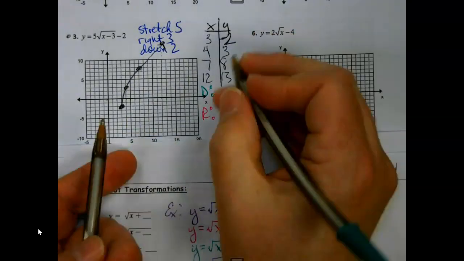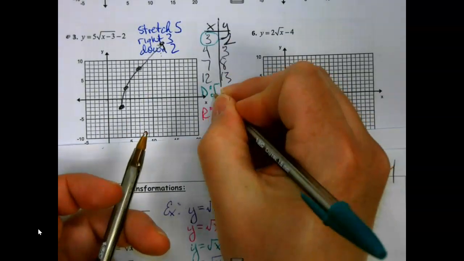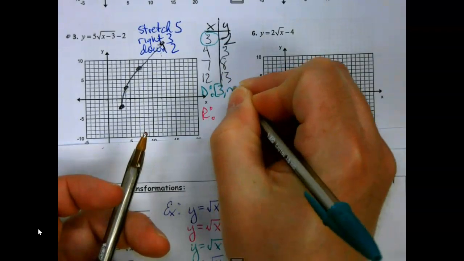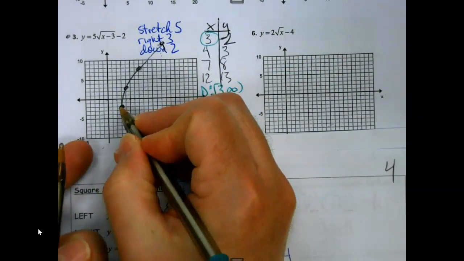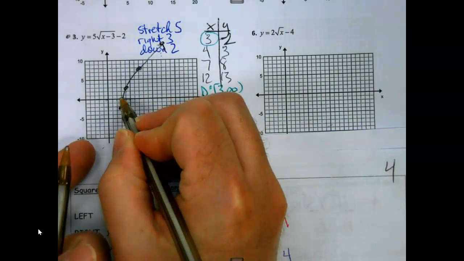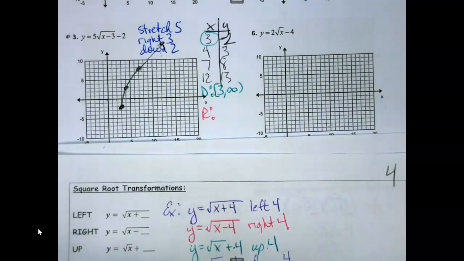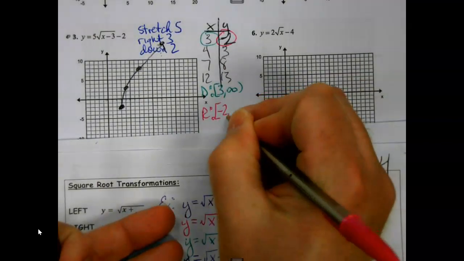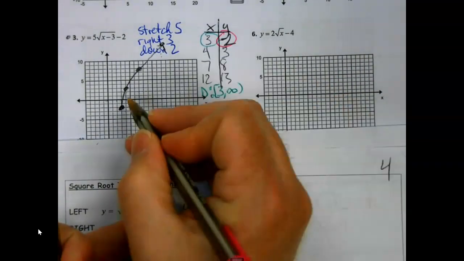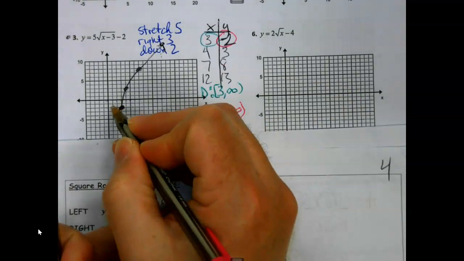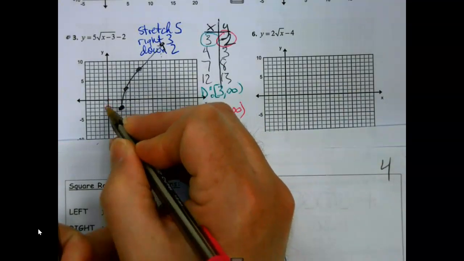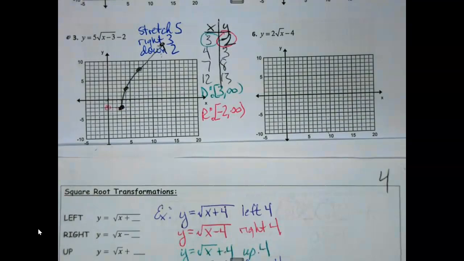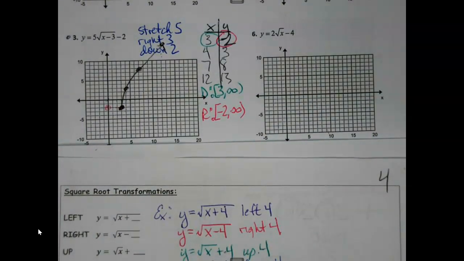Domain and range. Again, if I wasn't sure, starting here at 3, come back to the x-axis. 1, 2, 3. Okay. And -2, because again, follow it back to the y-axis. We went down 2. That's it.